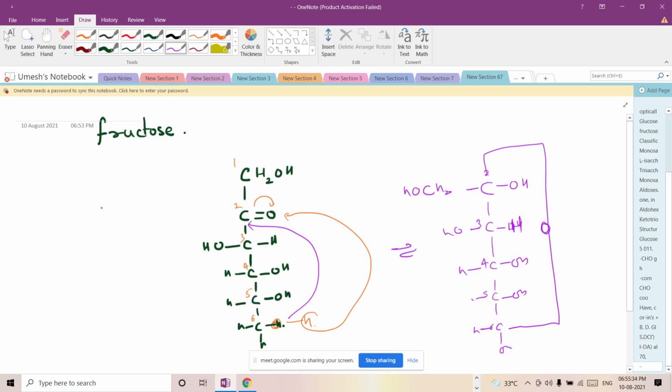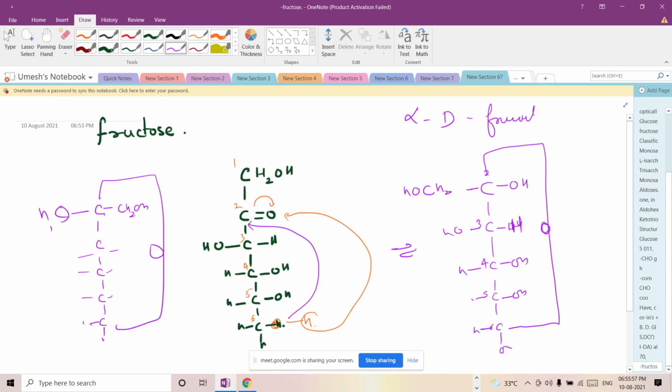And the other structure, 1, 2, 3, 4, 5, 6 is here. Like this. Now CH2OH this side and OH this side. Rest all are H and OH, nothing else. Everything same. This is called the alpha D fructose. And this is called the beta D fructose. If the OH group is toward the left hand side, it is called the beta, and on this side, right hand side, it is called alpha. Right.